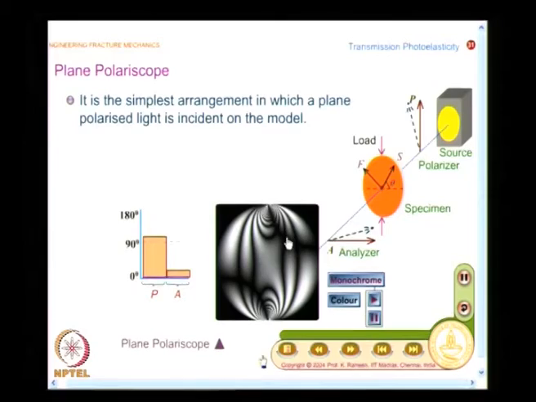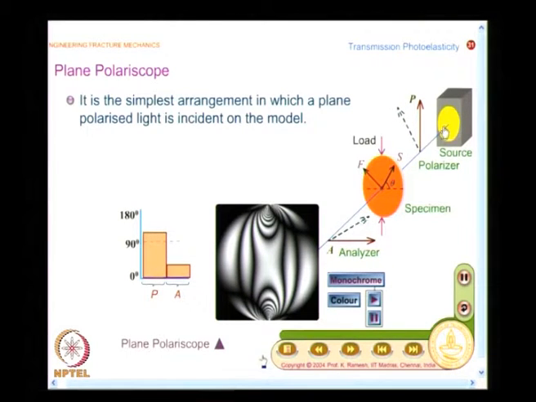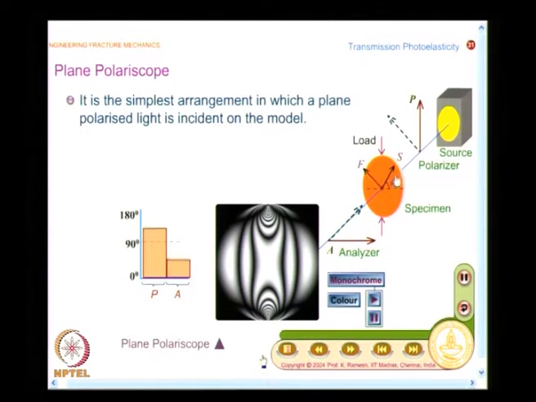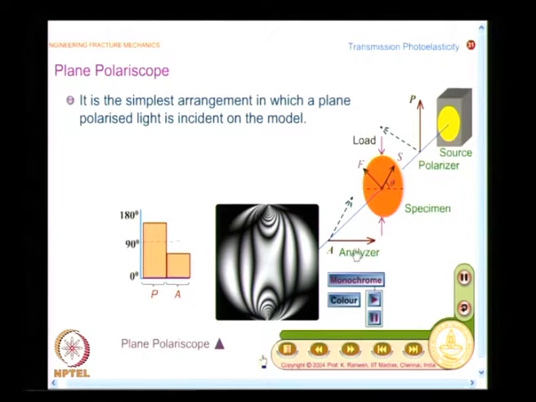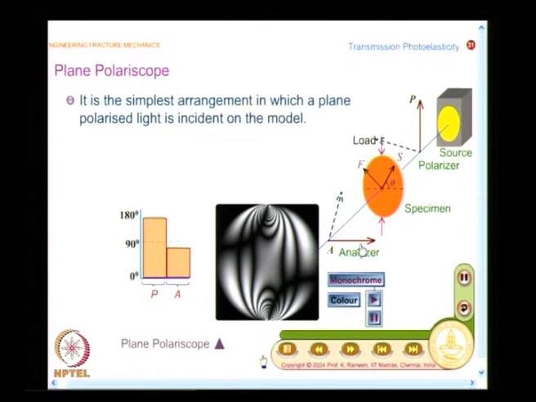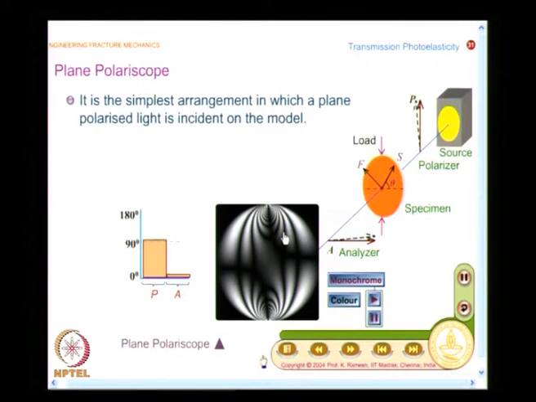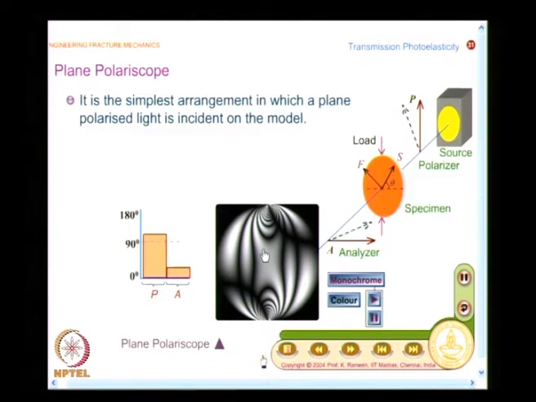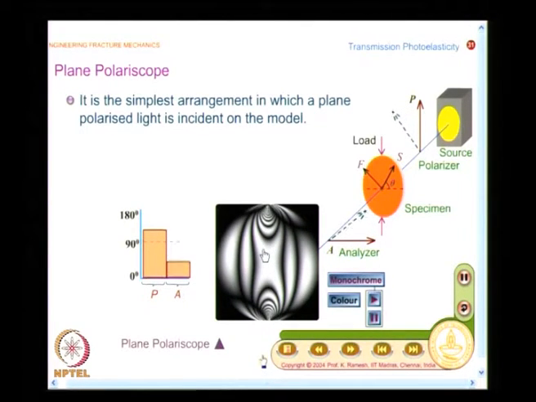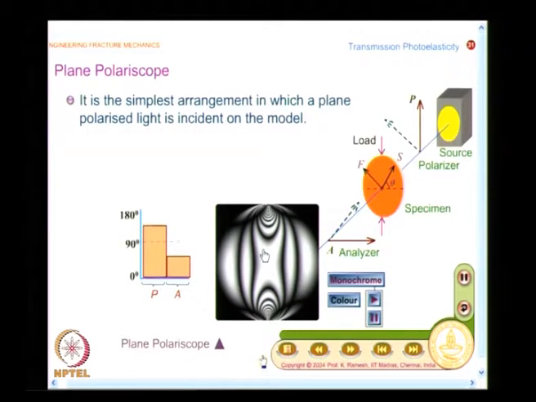And what we did in the last class, we had analyzed how the light, as it passes through the model, comes out after the analyzer. And we said intuitively, because I see two fringe contours, the intensity equation should be a function of two parameters: one is the relative retardation delta, another is the principal stress orientation theta. And what we did was a simple trigonometric analysis. And what is it we did?